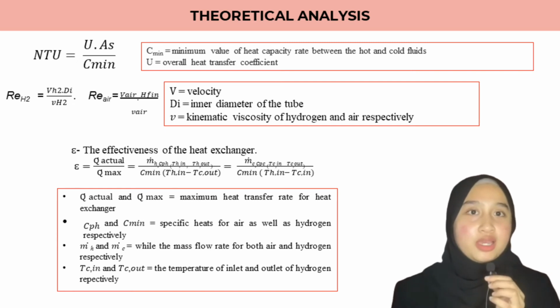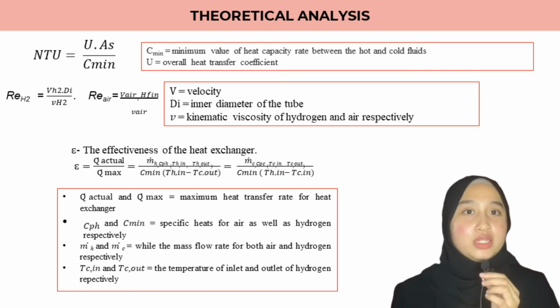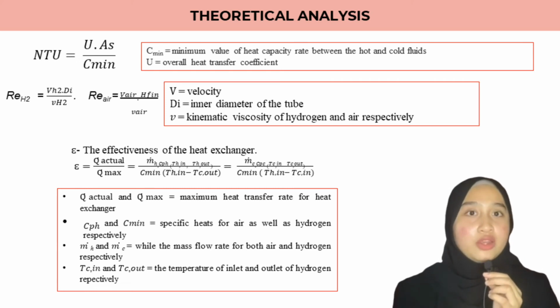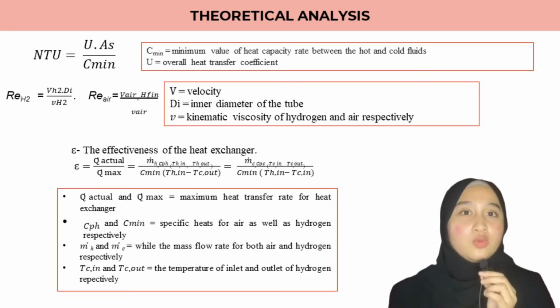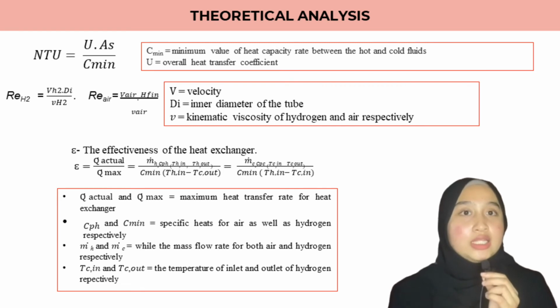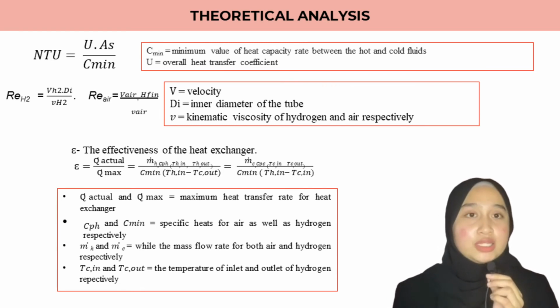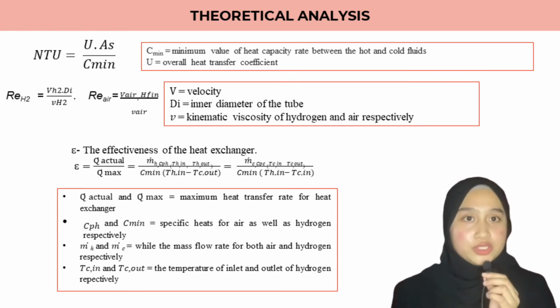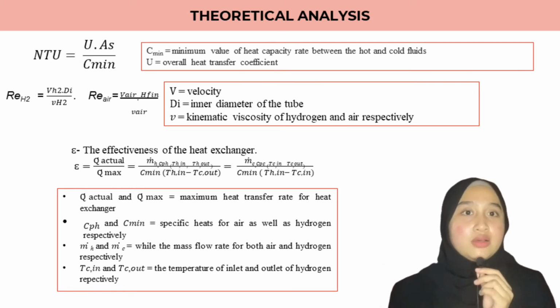For this project, the NTU method was used to determine the ability of the heat exchanger to transfer the heat. I don't use the LMTD method because this system requires more than one pass tube. Reynolds number was also calculated as it gave a big effect in increasing the temperature of the hydrogen and waste heat temperature. The effectiveness of the heat exchanger was also calculated by using this formula.